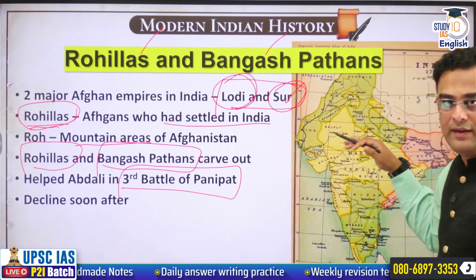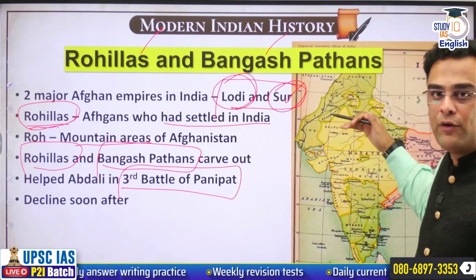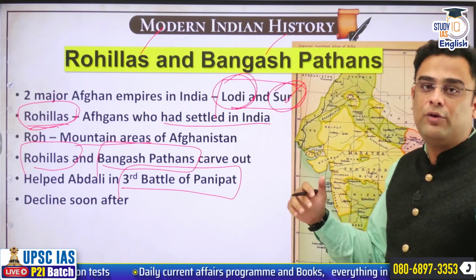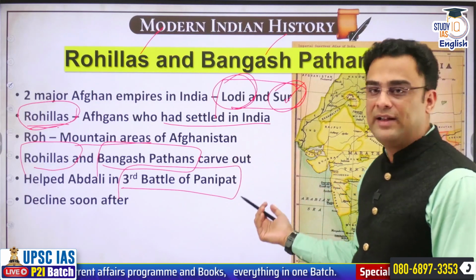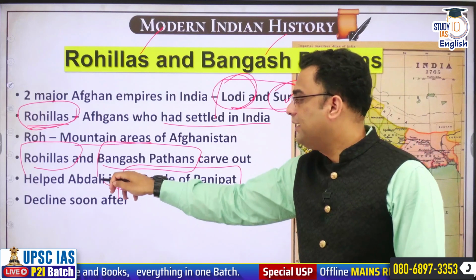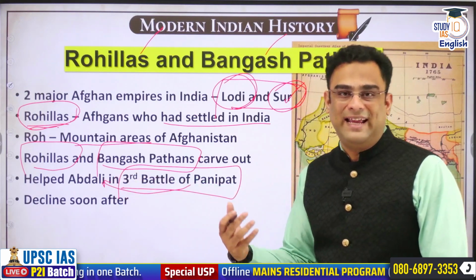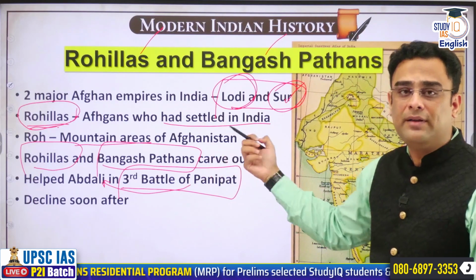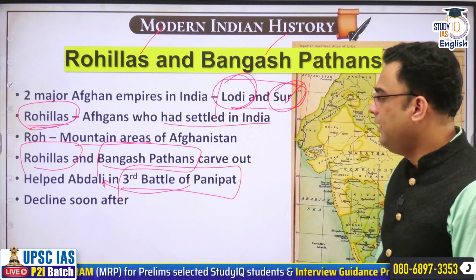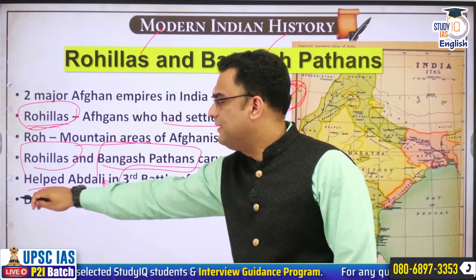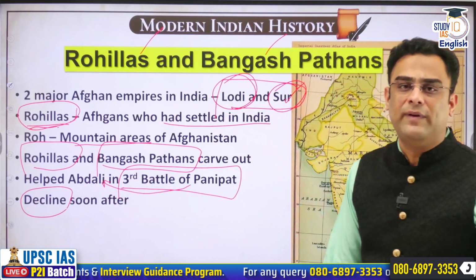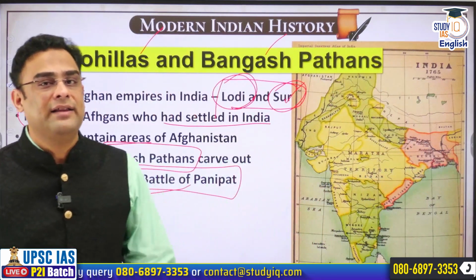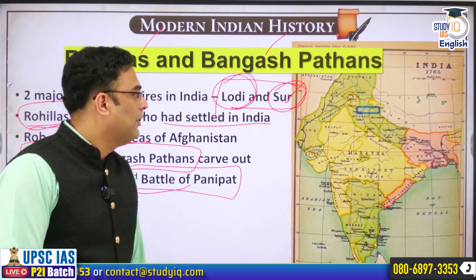When the Marathas were rising, Bajirao Peshwa had fought against the Bangash Pathans and inflicted several sharp defeats on them. So when Ahmad Shah Abdali comes, there is already an affinity because of common ethnic origin, and that is why in the third Battle of Panipat they support Ahmad Shah Abdali. But subsequently we will see that these states will decline very soon. They'll not have a very significant role to play in the 19th century as such.